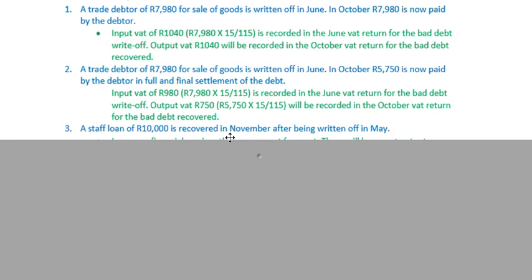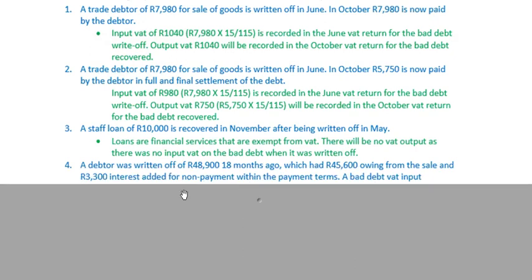It says a staff loan of 10,000 is recovered in November after being written off in May. Guys, staff loan, exempt financial service, no VAT on writing off the bad debt. There's also no VAT when it gets paid, because it's an exempt supply.